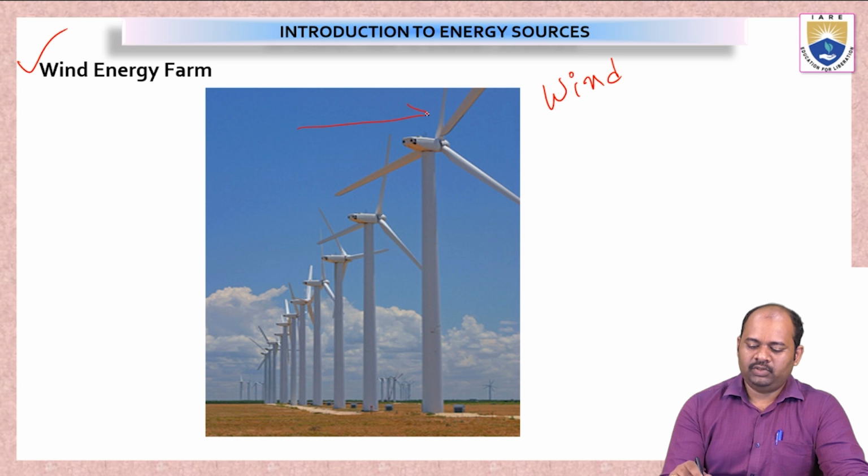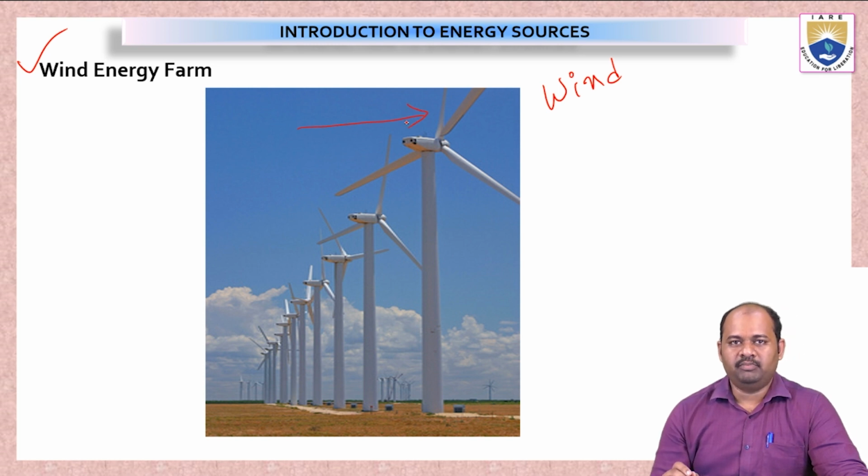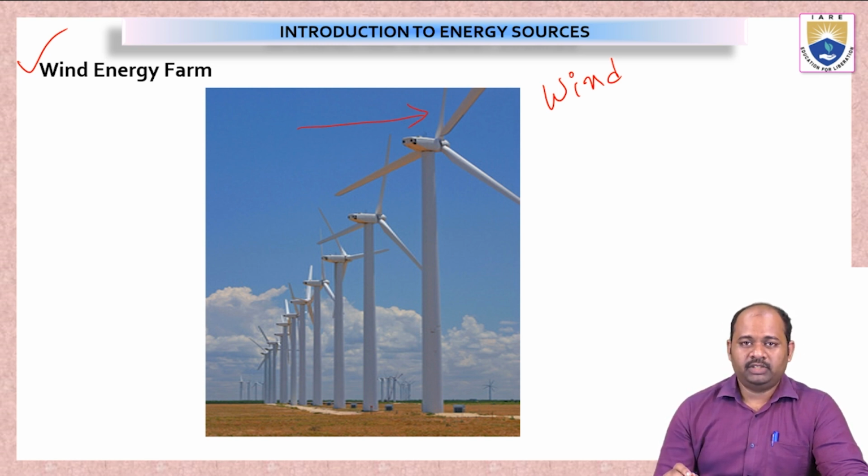When air passes through these turbine blades, the blades rotate, and they in turn rotate the generator which is attached to the turbine blades. Now the generator will produce electricity, which is used by the people around.